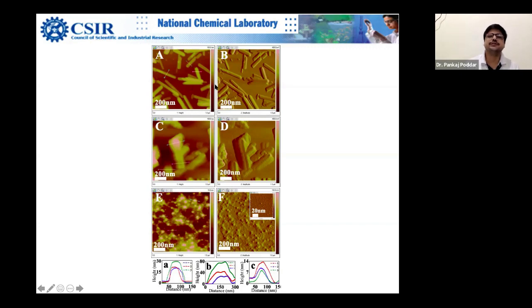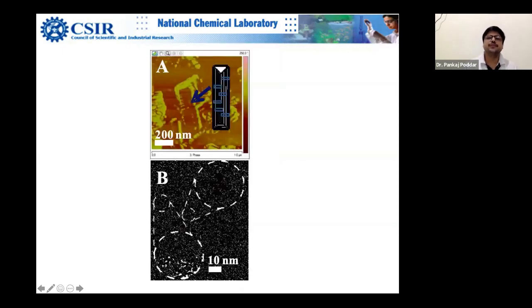You can see that these are S in size, alpha phase of iron oxyhydroxide nanorods. And you can see that as a function of time, finally they are going from rod to quasi-spherical nanoparticles. And we did some modeling and found that there are certain sites where they are breaking apart.